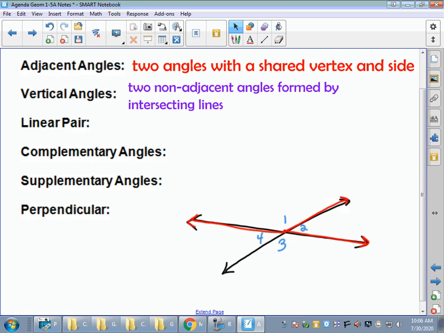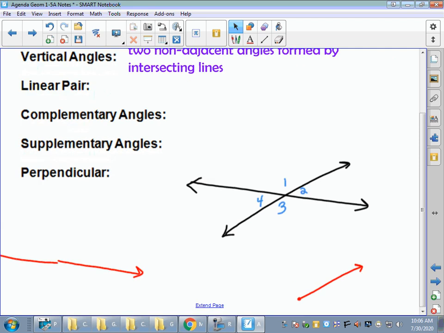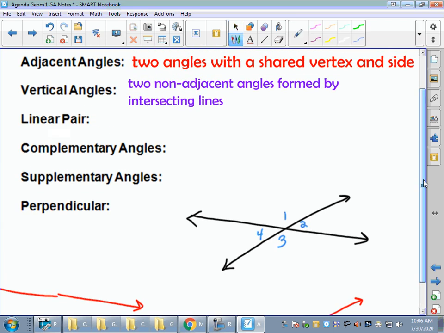Vertical angles are two non-adjacent angles, so they don't share a side. They're actually quite the opposite. They're formed by intersecting lines. Vertical angles, I always think the V's kind of help me to see what I'm talking about. So vertical angles are formed straight across from each other. If I look at angle 2, a non-adjacent angle would have to be the one straight across from it. So angle 4. Angle 2 and angle 4 are vertical angles. Again, the V helps me because it looks like two V's pointing at each other at the shared vertex. They do share a vertex, no sides.